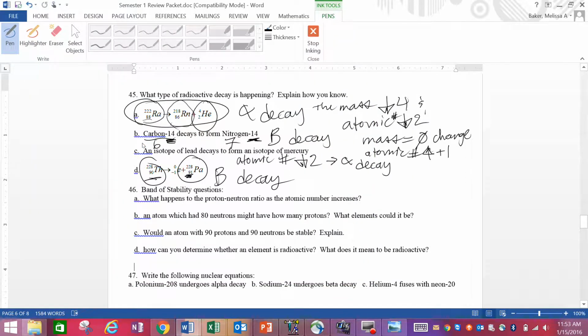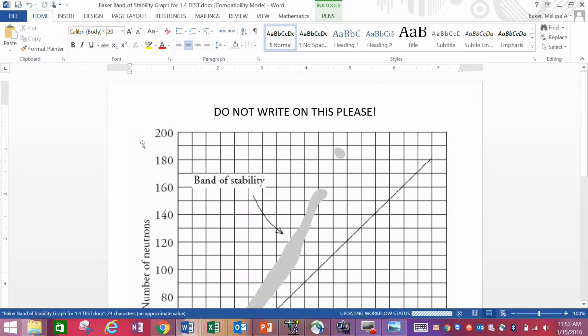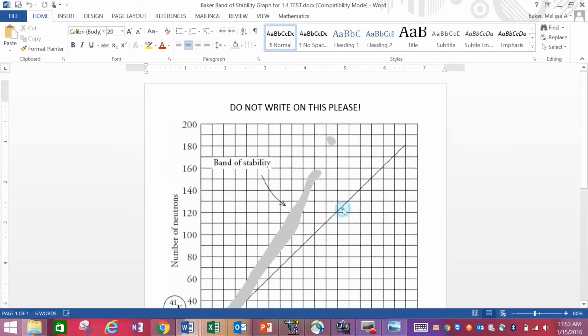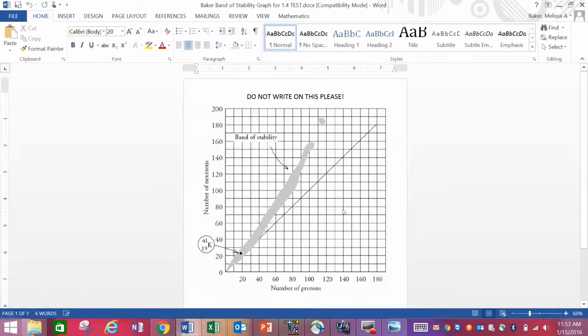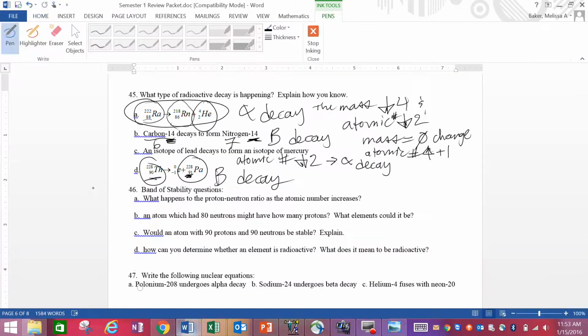First of all, it says, what happens to the proton to neutron ratio as the atomic number goes up? Okay, so let's look at our band of stability here. Remember, this gray island here is where atoms can exist. So as atoms get larger and larger, this is the line of protons equals neutrons. You can see as there are more protons, you actually need more neutrons. Those are the glue that hold the atoms together. So as atomic number increases, the ratio increases.